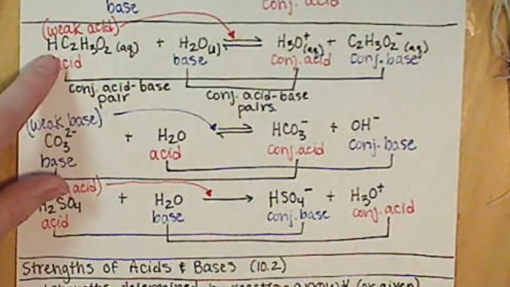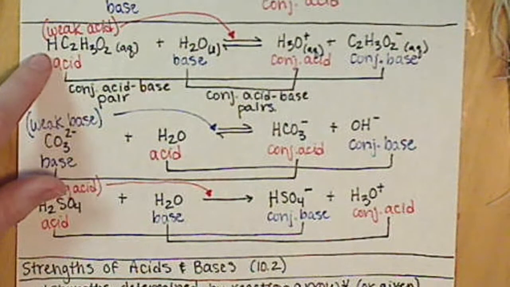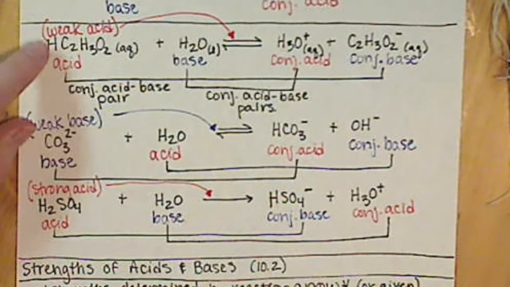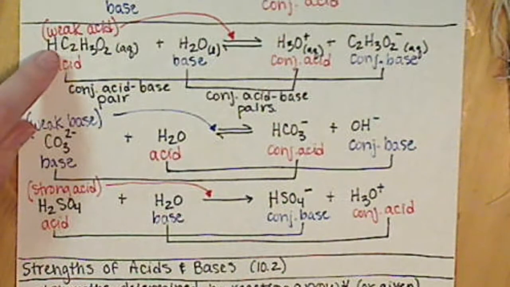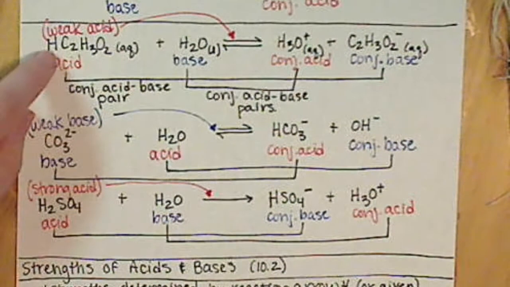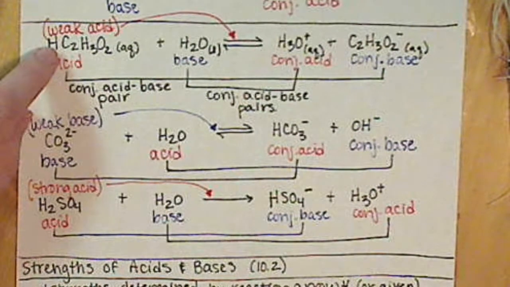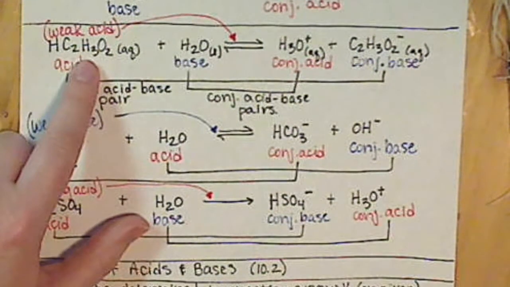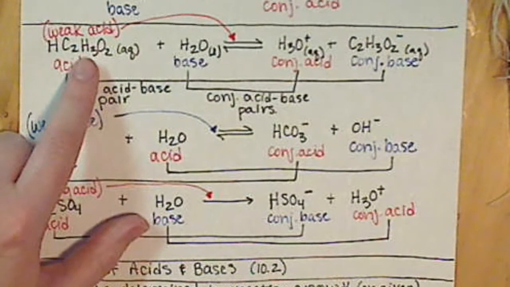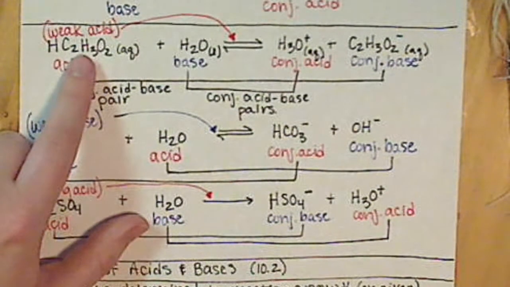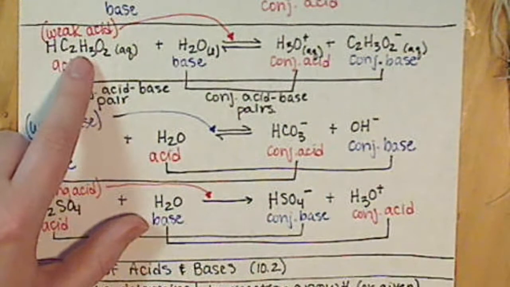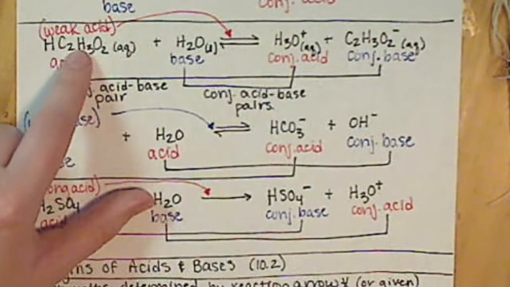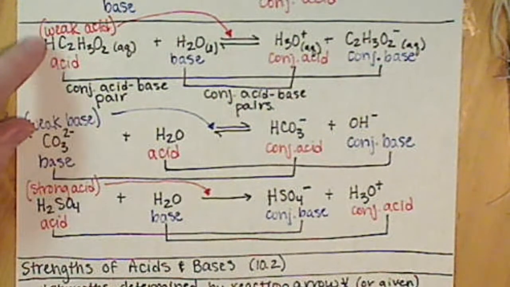It's going to donate a proton because it's an acid. The proton that it's donating is the hydrogen that's out in front. Any hydrogen out in front is an acidic proton. Any hydrogens that are listed in the middle of a formula are not acidic. These hydrogens here can't be donated, so these are not acidic. So we only look at the hydrogens listed out in front.